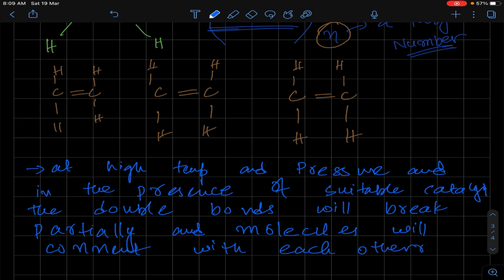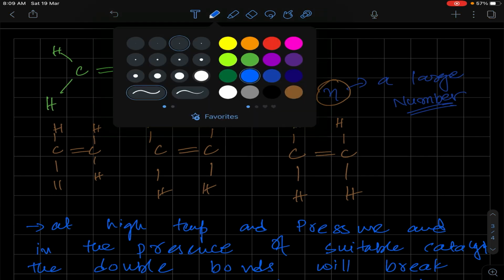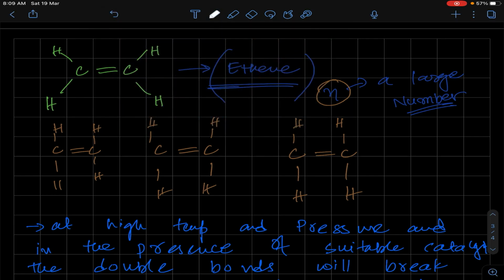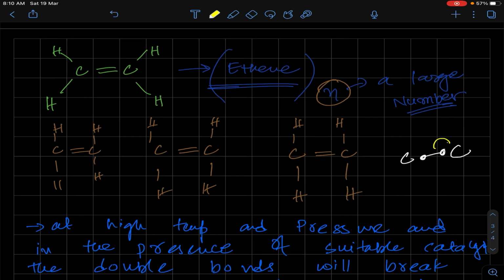So how would this happen? Let's just think that we have this carbon atom and this carbon atom, they have a double bond. So when high temperature and pressure is applied, this double bond becomes a single bond. You all know this thing, that when two atoms form a bond between each other, let's say two carbon atoms, that means one electron is from one carbon atom and the other electron is from the other carbon atom. So when the bond breaks, this carbon atom takes back its electron and this carbon atom takes back its electron.